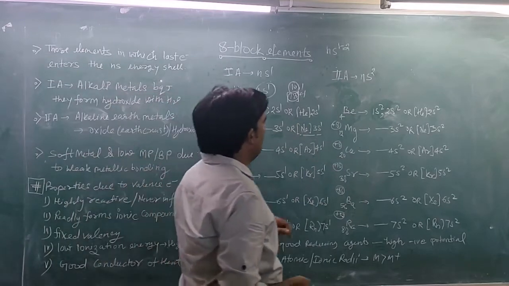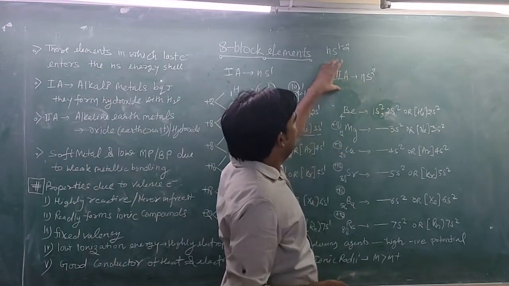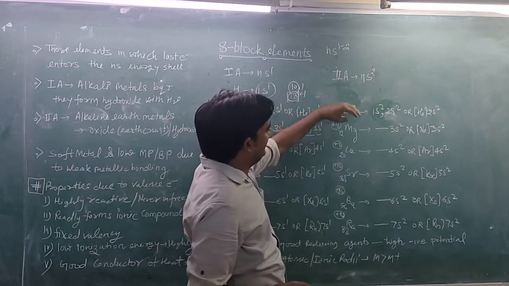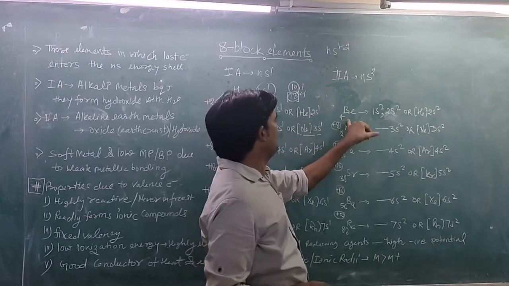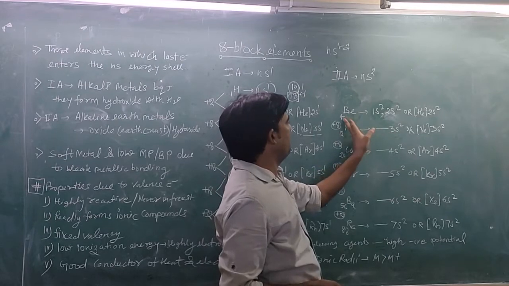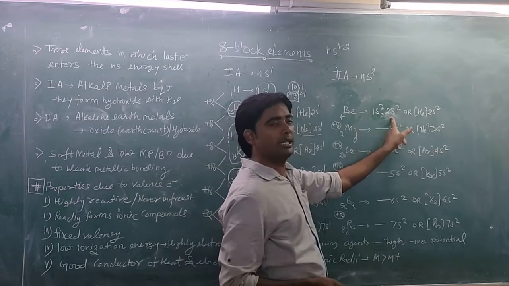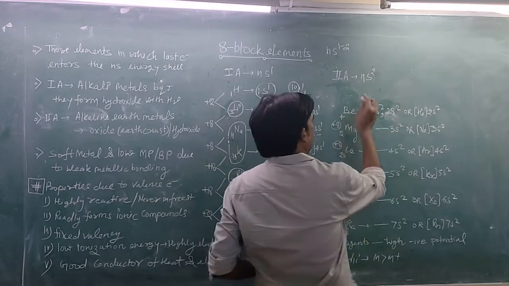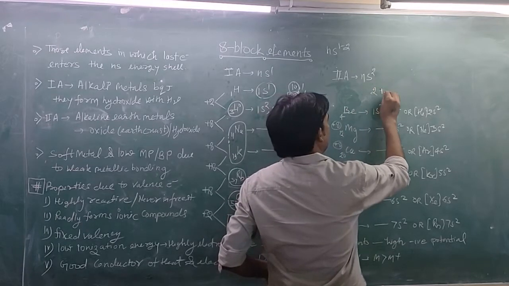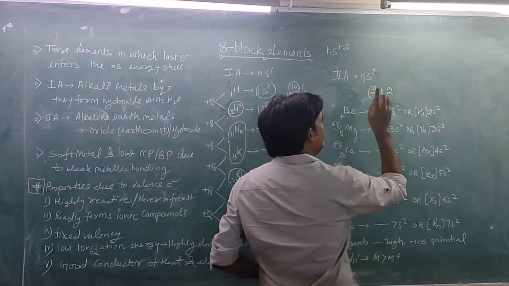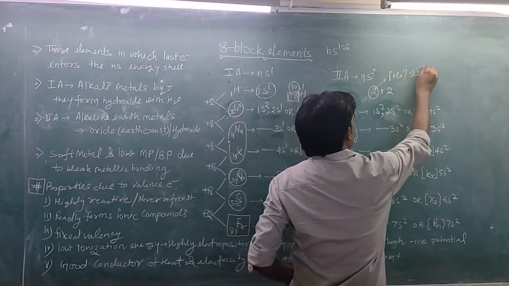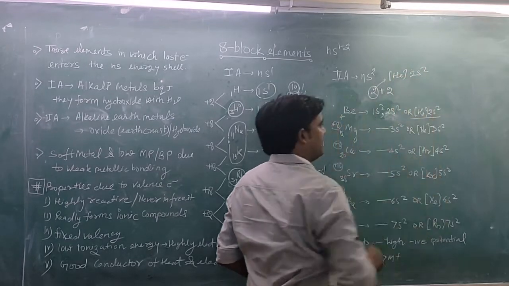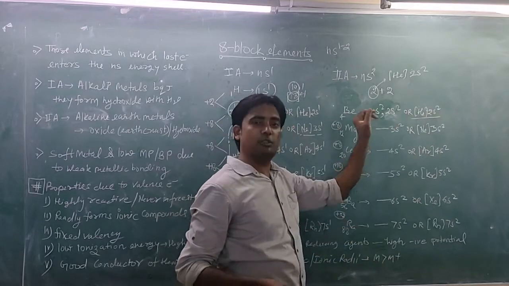Now the second group elements are Be, Mg, Ca, Sr and Ba. If you look at the electronic configuration, for Be, 4 is 1s2, 2s2, and you know this very well. 4 is equal to 2 plus 2, and 2 is the first inert gas, helium, so it is He 2s2. I write it in this fashion, or you can also write the full electronic configuration.